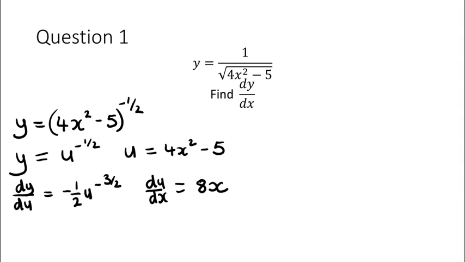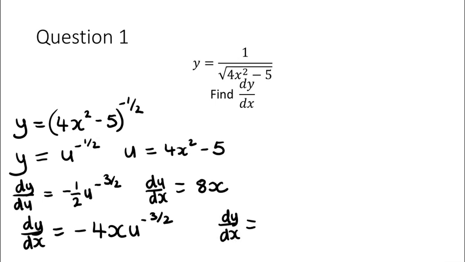Then what I'm going to do is multiply dy by du by dx, because this is giving me what I want, the dy by dx. So I multiply these two things together. Minus a half times 8 is minus 4. Then I've got the x and the u to the power of minus 3 over 2. But I want to leave my answer in terms of x. I don't want any u's in there. So what I'm going to do is put that u equals 4x squared minus 5 back in.